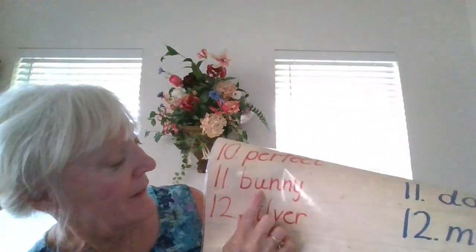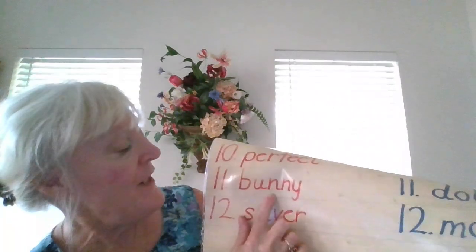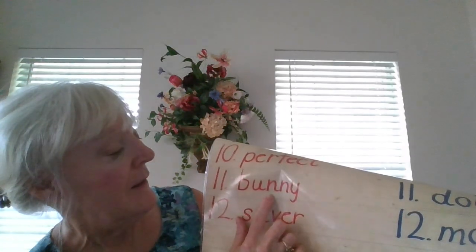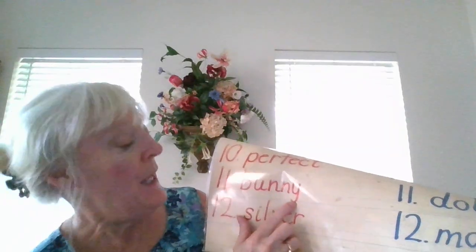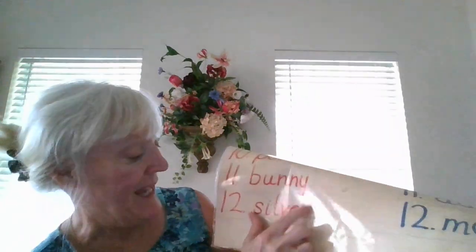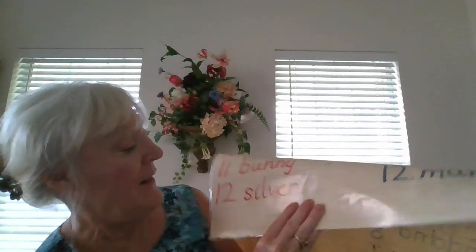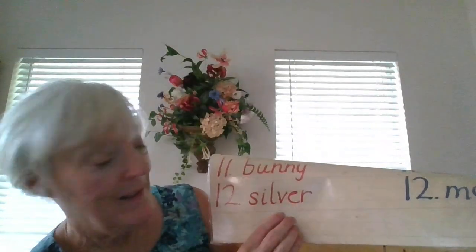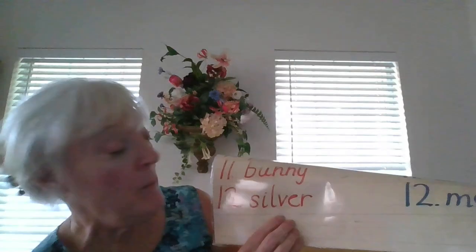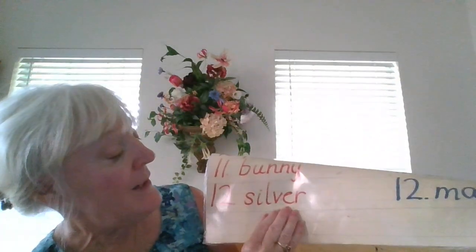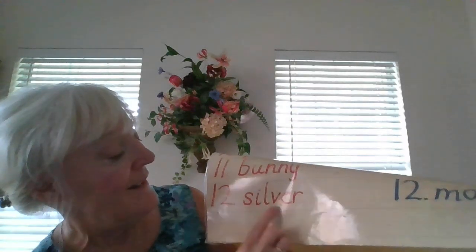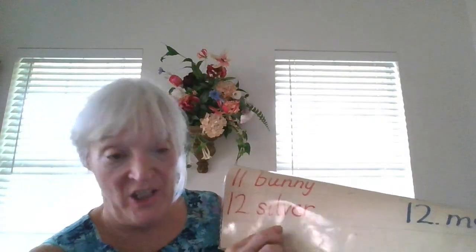All right, let's go to number 11. Go ahead, you do it yourself. Remember this one. What does it make? Bunny. Bunny. And our last one down here. See where we divide? See where the consonants are in the middle of the word? Read the first part. Read the second part. We know what ER says. What's it say? Silver.